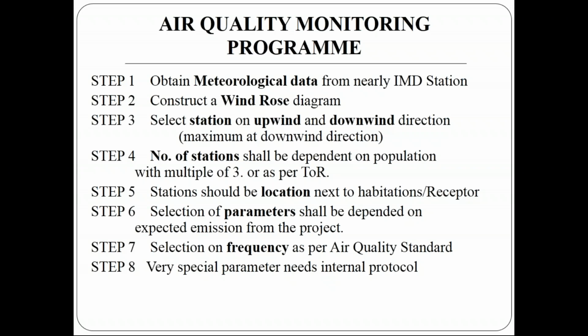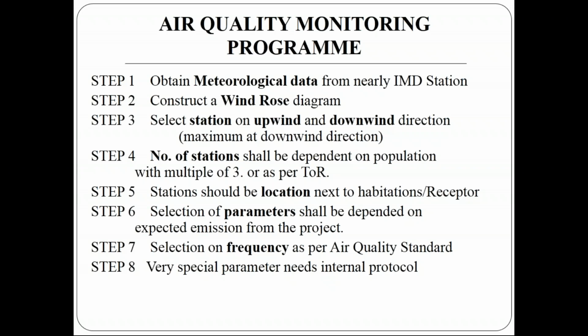Then we have to select the stations, upwind and downwind, as per our wind rose diagram, and after that select the number of stations, either 8 or 10, whatever the requirement. If we are going for research purposes, then it depends on the population, in multiples of 3. This can also be referred to in the standard TOR. As per the standard TOR, 8 stations are required.